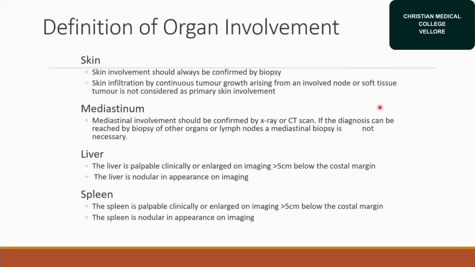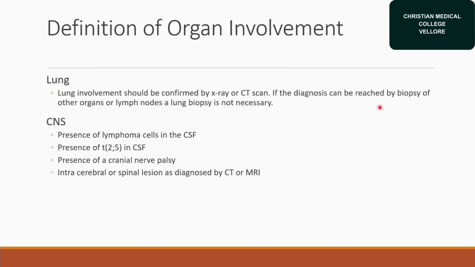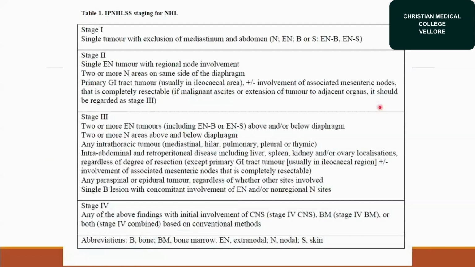Liver involvement, even a clinically enlarged liver is enough. We do not need uptake, and the liver being nodular on imaging is sufficient. Similarly for spleen. And lung involvement, again, multifocal involvement is commonly seen. Bone involvement is quite commonly seen in ALCL, which is a peculiarity of this disease. And CNS involvement can be proven either by the presence of lymphoma cells or detecting the translocation that we had mentioned. And anybody who has got a cranial nerve palsy is taken as CNS involvement. So this is the staging, which is quite similar to the BNHL staging that we had followed.